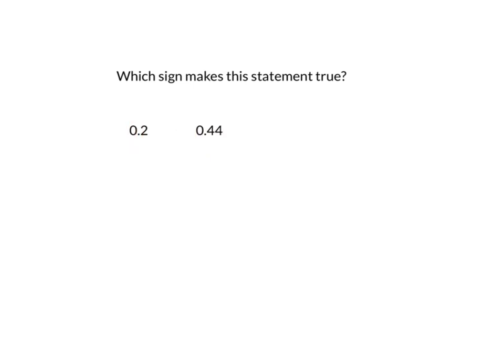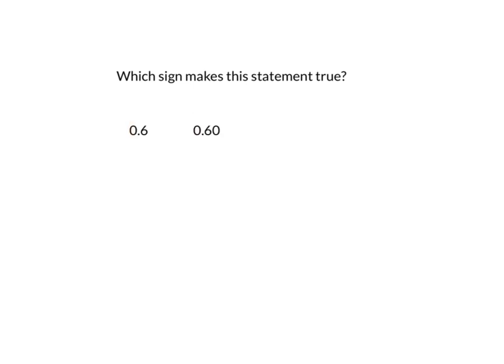Following the same procedures with these numbers, let's compare 0.2 and 0.44. Looking at the ones, we have zeros in both. Looking at the tenths, there's 2 in 0.2 and 4 in 0.44. I don't need to go any further. I know that 0.44 is the larger number.